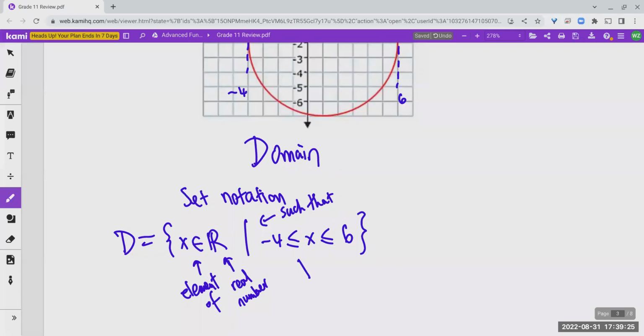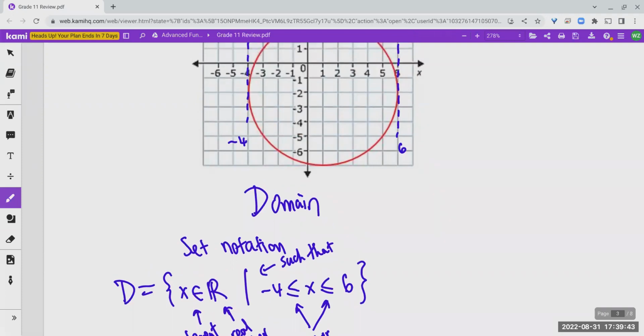It does matter if you have the equal sign. So this is less than or equal to. If you don't have the equal sign, then you're saying x is between -4 and 6, but x is not -4 and 6, which is wrong because look at the graph. X is on -4 and 6. So x can be those numbers. You must include them by using an equal sign.